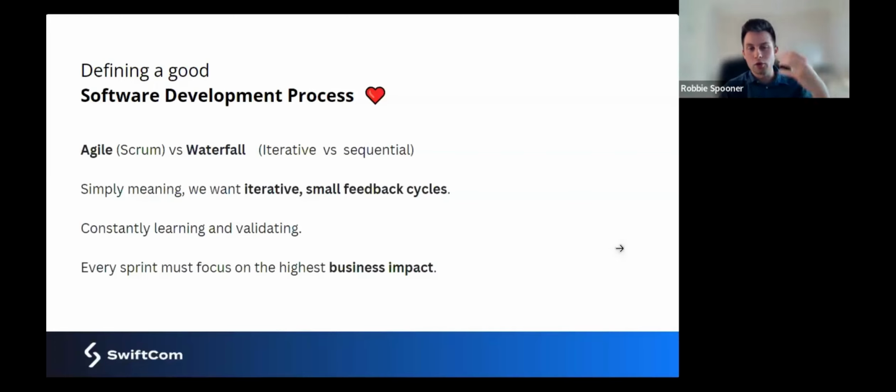So simply meaning we're talking these iterative, small feedback cycles, as opposed to these long, large kind of sequenced steps, which don't give us the flexibility and the communication, the feedback cycles we think we need to solve these types of problems.